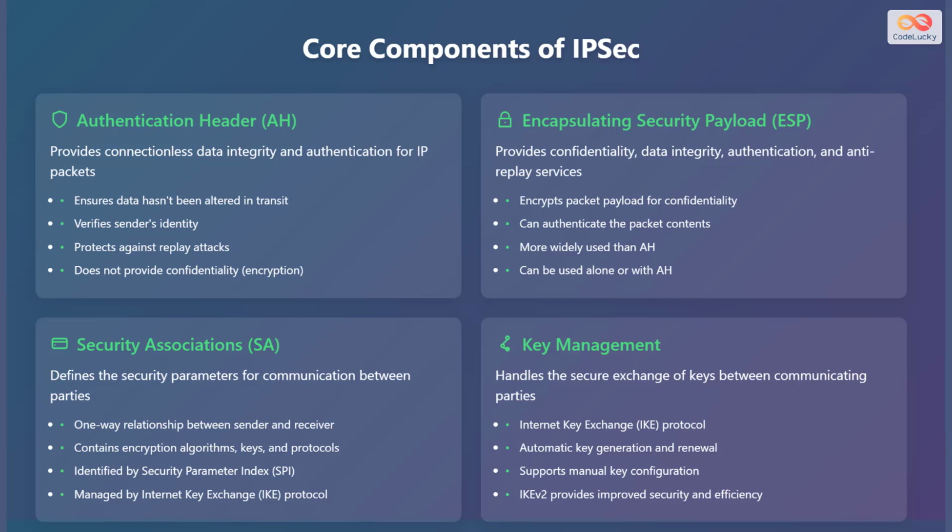The third component is Security Associations, or SAs. It defines the security parameters for communication between parties. An SA is a one-way relationship between a sender and receiver, containing encryption algorithms, keys, and protocols. Each SA is identified by a Security Parameter Index, or SPI, and is managed by the Internet Key Exchange, or IKE protocol.